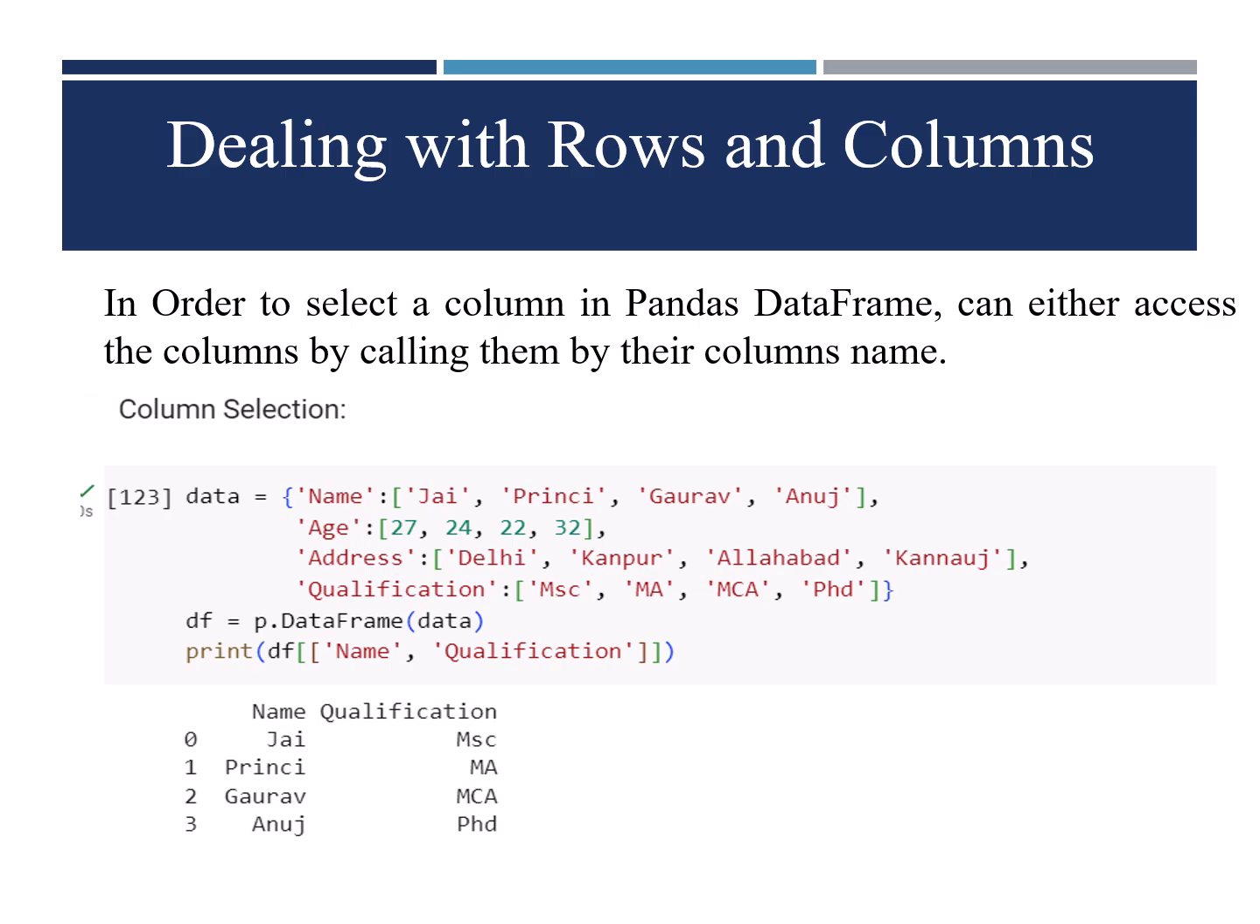Now dealing with the rows and columns. So in order to select the columns in pandas data frame, we can access the columns by calling them by their column names. So here we are going to create a data, and this particular data should be converted to a data frame, and from the data frame we are supposed to access two different columns. One is the name column and the other one is the qualification column. So print of data frame df, and within the square brackets we are supposed to specify the names of those columns.